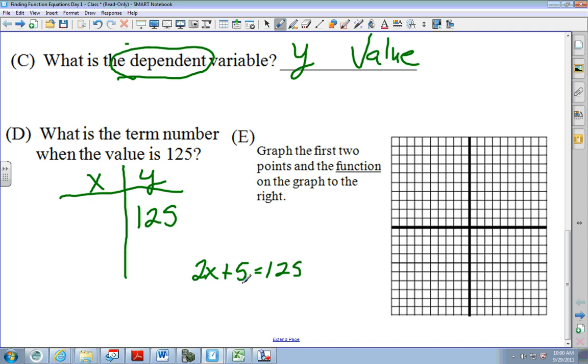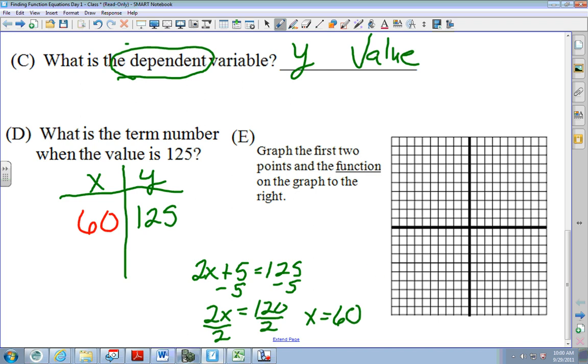And then you can solve this equation by subtracting 5 from each side. 2x equals 120. Divide by 2. x equals 60, which would mean my x number is 60. Oh, I guess I need to put the 0 on there.